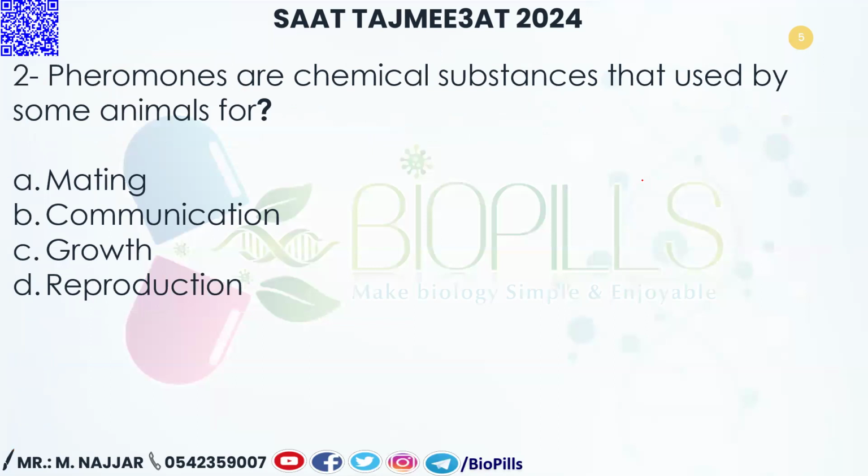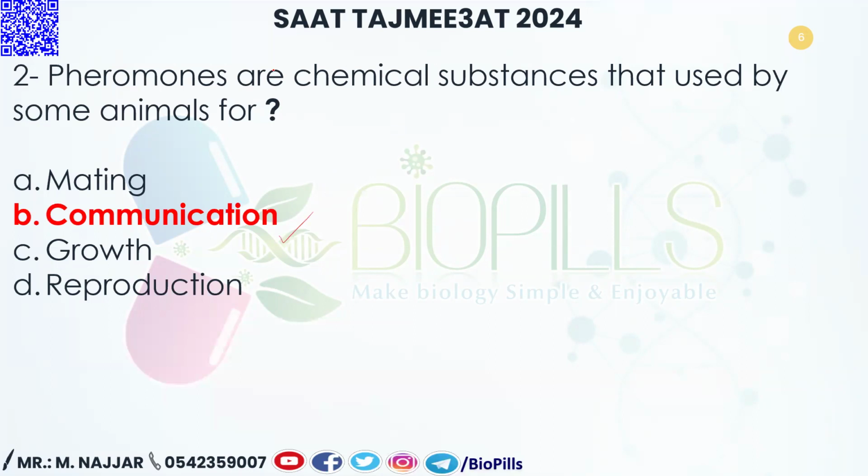Okay, question number 2. Pheromones are chemical substances that are used by some animals for what? What is the basic thing pheromones are used for? Communication, growth, reproduction, mating. Some of you wrote B, most of you wrote B. Which is the correct answer?